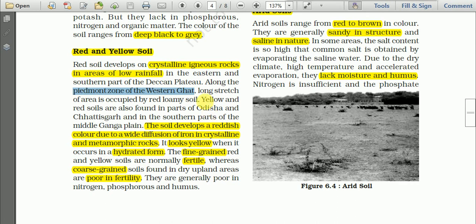Then a long stretch of area is occupied by the red loamy soil. That is, along the foothills of Western Ghat, a long stretch of area is occupied by the red soils, red loamy soil. And yellow and red soil is also found in Orissa and Chhattisgarh, and in the southern part of the Middle Ganga Plain. Now let us have a look at the map.